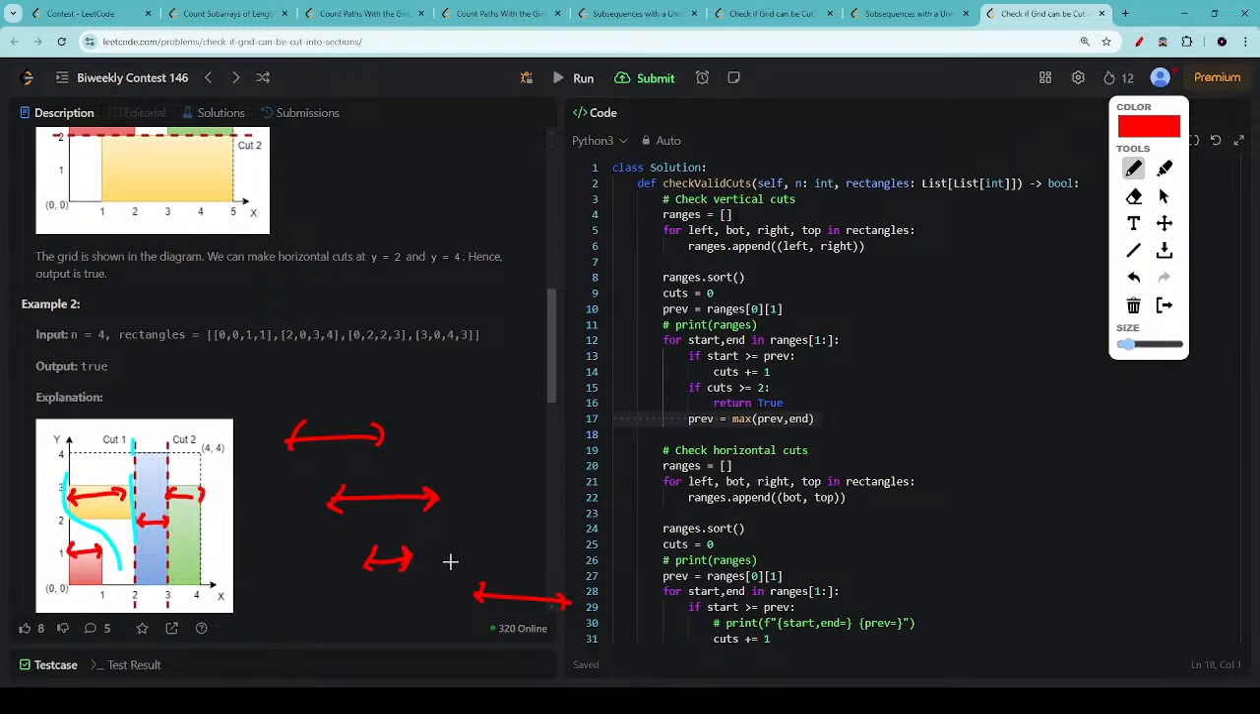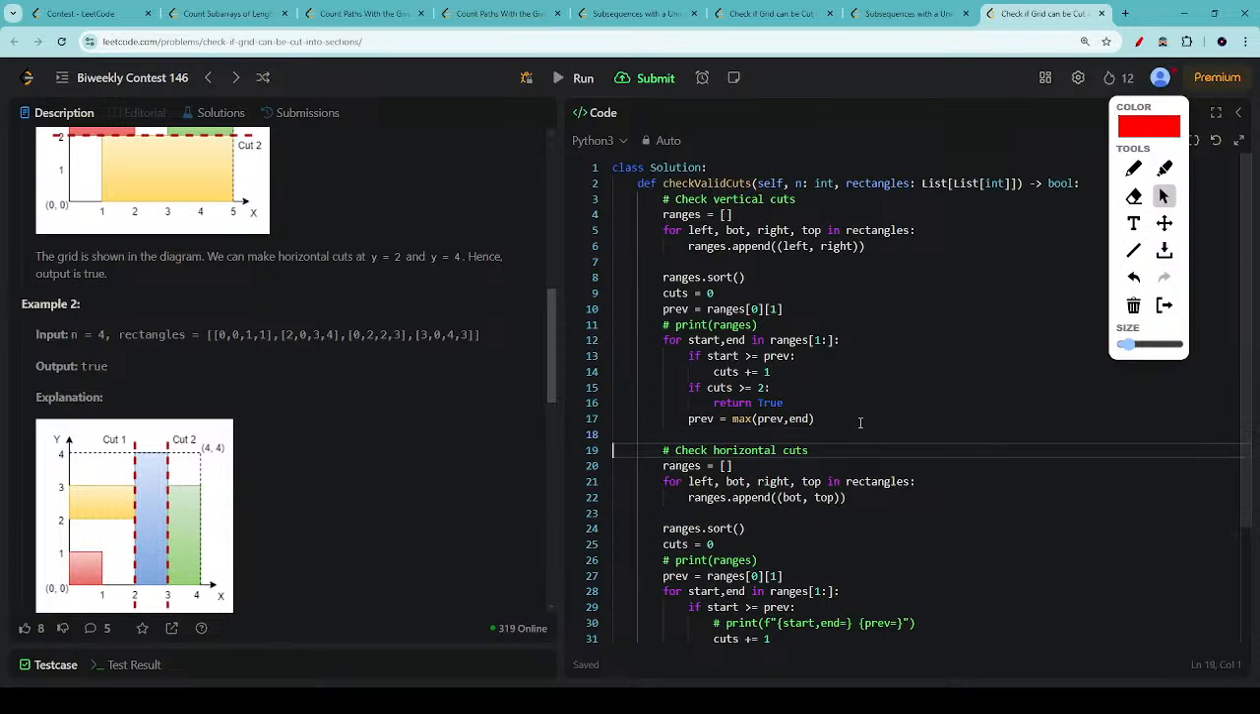Your next start now is greater than the previous end. So can you make a cut? Yes. This will be cut 1. And now your previous end will move to here. And then you keep going. Maybe the next one is here. You still can't cut. But the next one is here, then you can make a cut 2. So that's the idea. And once you've done that for your vertical cuts, you can repeat the same thing for the horizontal cuts.